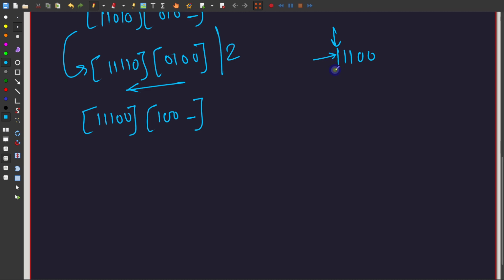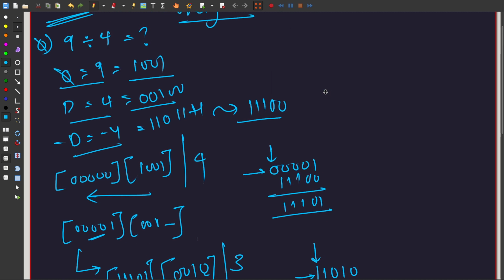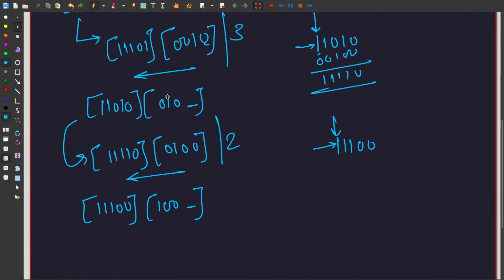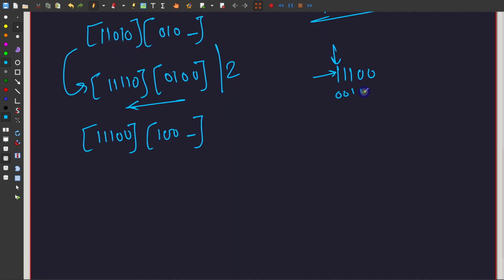Now again, in non-restoring, we are trying to make a negative a positive, so we will add plus D, which is 0 0 1 0 0. Now notice what happens here. 1 plus 1 is a 0, 1 carry, 1 plus 1 is a 0, 1 carry, 1 plus 1 is a 0, 1 carry. Now notice, we don't care about this extra carry bit that was generated, throw it away.